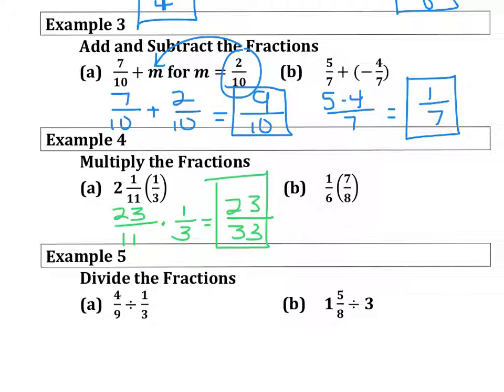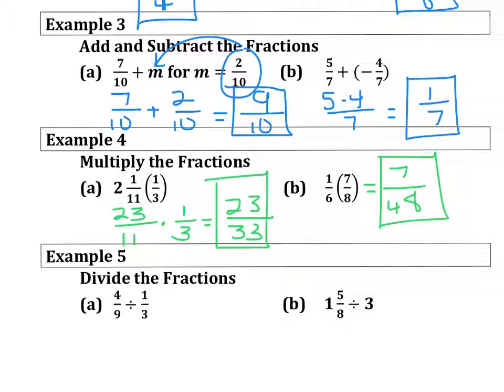In letter B, we just have two standard fractions ready to be multiplied straight across. So in the numerators, 1 times 7 will give us 7. In the denominators, 6 times 8 is 48. And so we have a final answer of 7/48 that cannot be simplified.